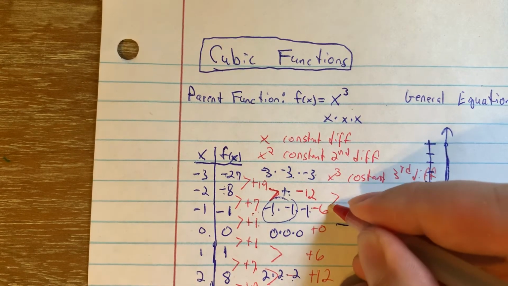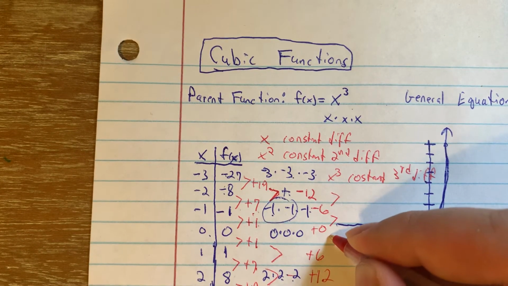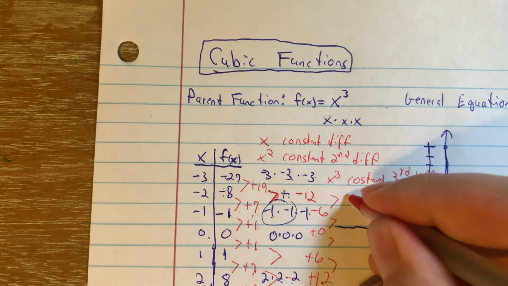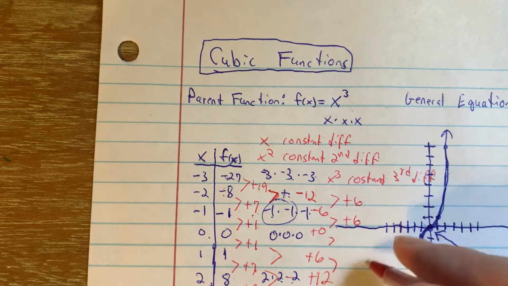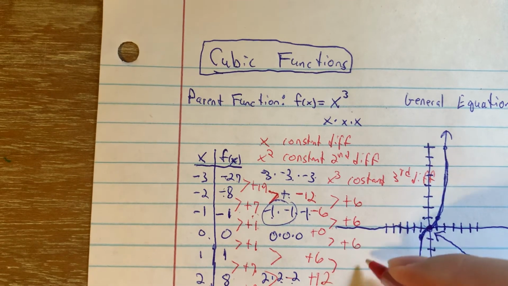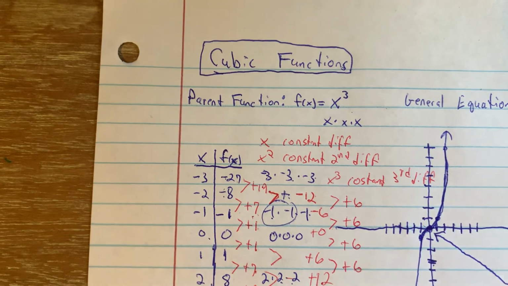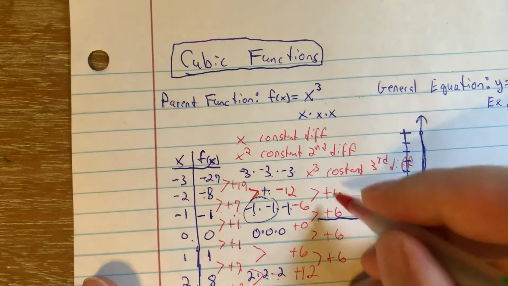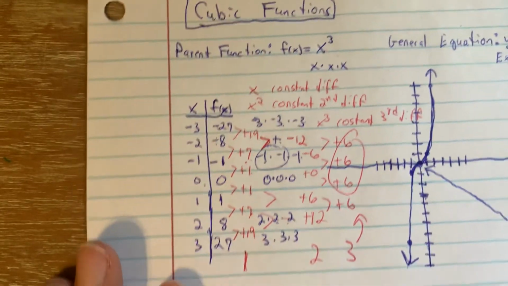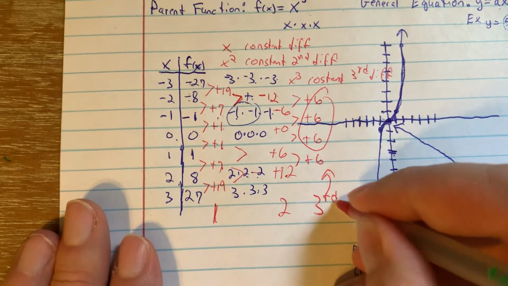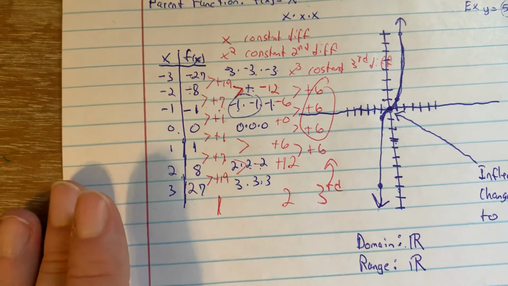But if we look at the difference of the difference, this is the third difference. We add 6 going from negative 12 to negative 6. We add 6 going from negative 6 to 0. We add 6 going from 0 to 6. And we add 6 going from 6 to 12. And we will notice this is the third difference. So the third difference is constant. And that's how it will always be for cubics.